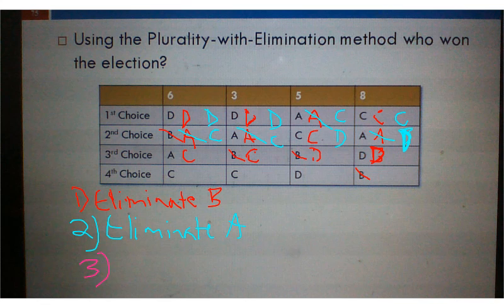So in round 3, we have D with 9 first place votes, but we have C with 13 first place votes. So C has a majority, and 13 being more than 12, the minimum required to get the majority out of 22. So C wins. And that's interesting because if we were to just have done regular plurality method, D would have been the winner with 9 first place votes. But after doing these elimination rounds, C ended up coming out on top.